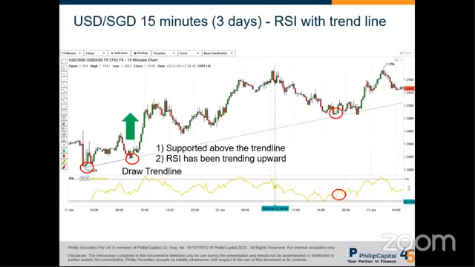RSI has been supported above the trend line, and RSI has also started to trend upward, as you can see over here. This is where we want to trade with the trend instead of trading against the trend. That's the thing you want to take note of. Then subsequently enter a long position. So when we want to use RSI, always trade with the trend.